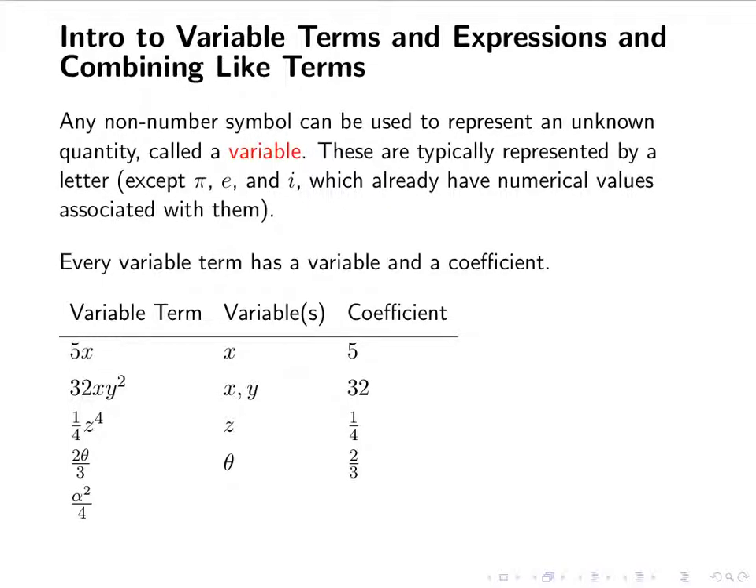Alpha squared divided by 4. The variable is, again, the Greek letter alpha. The coefficient is 1/4. Remember, when you divide by a number, it's the same as multiplying by the reciprocal. So alpha squared divided by 4 is the same thing as alpha squared times 1/4. So the coefficient is 1/4.